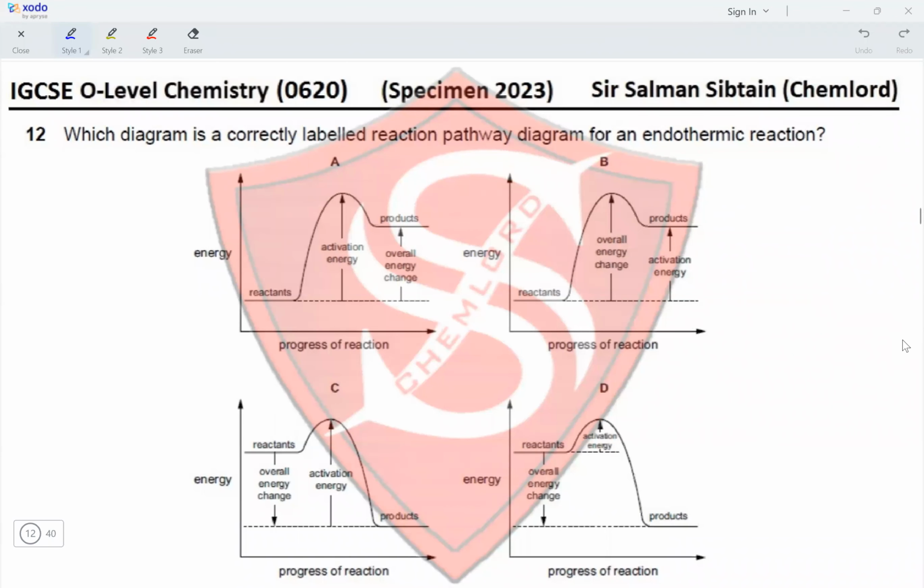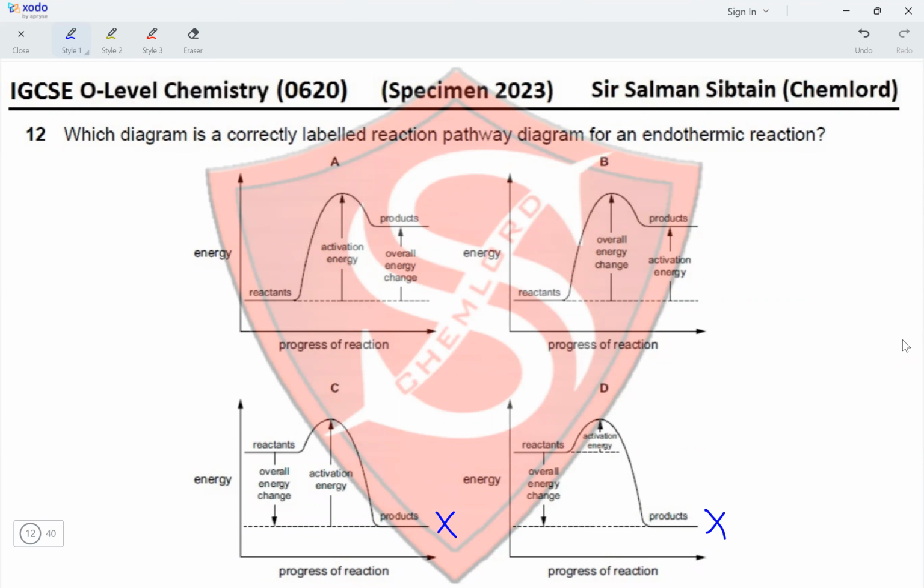Question 12. Which diagram is the correctly labeled reaction pathway diagram for an endothermic reaction? Okay, so in an endothermic reaction, the products have a higher energy than the reactants, which is true for options A and B. And in options C and D, the products are at a lower energy level, because of which options C and D have been eliminated.